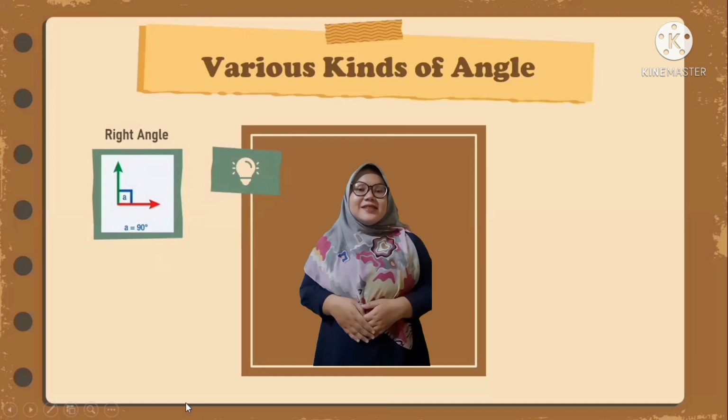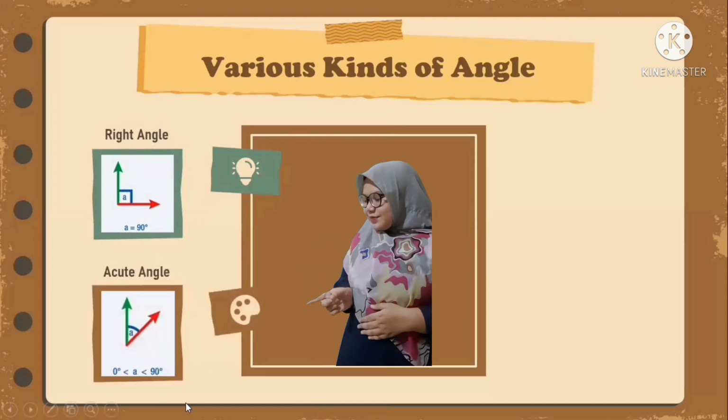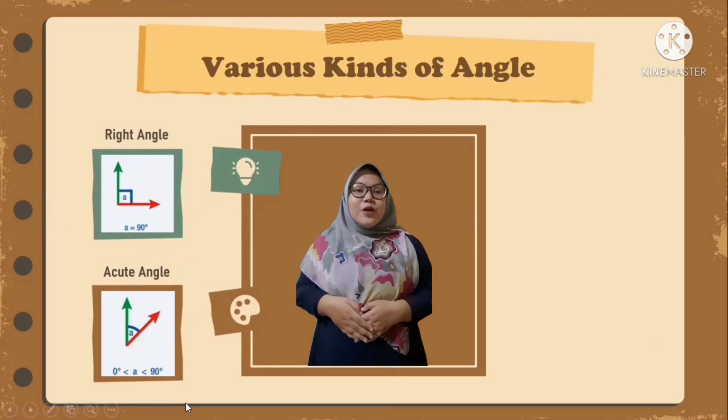A right angle is an angle whose measure is exactly 90 degrees. 2. Acute angle. An acute angle is an angle whose measure is less than 90 degrees.